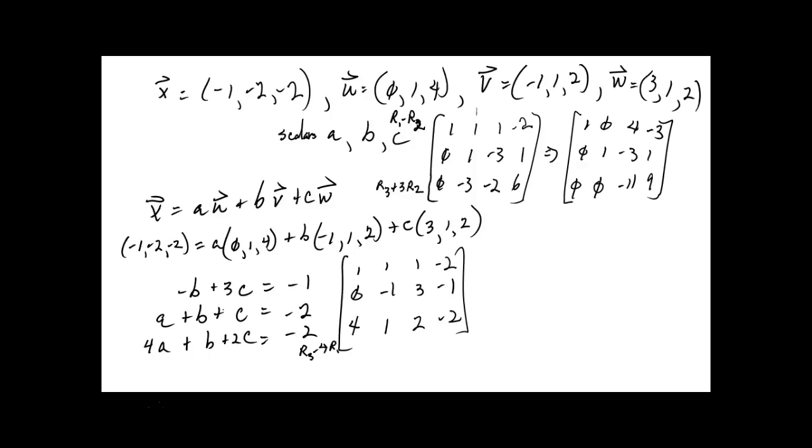I know I was skipping a lot of steps. Let's make sure I wrote it right. 1, 1, 1, -2, 0, -1, 3, -1, 4. Oops! Whoops! I think what you said was right, and I must have botched it up here. Let's do that third equation.